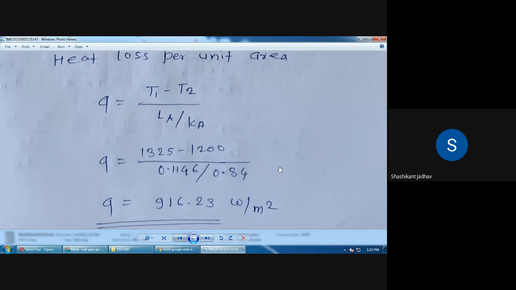Okay. If the problem is over, then put that message in the chat box so that I will go for the second problem or third problem. Already we have covered one problem yesterday. Today we have covered the second problem. Now we have to go for the third problem.